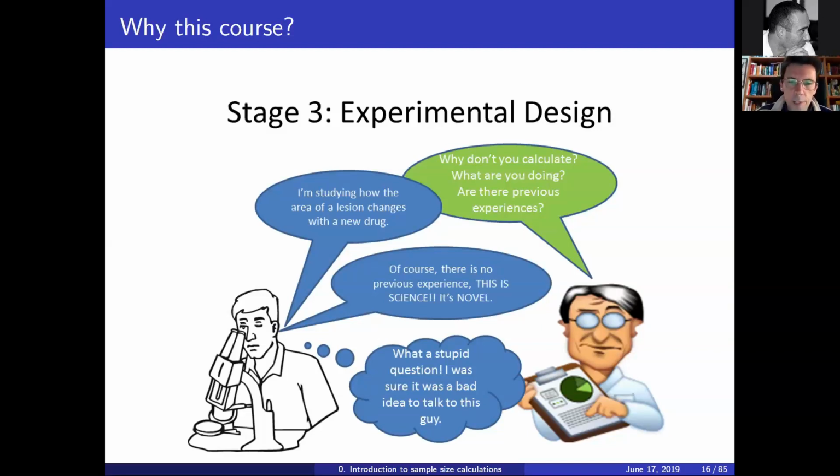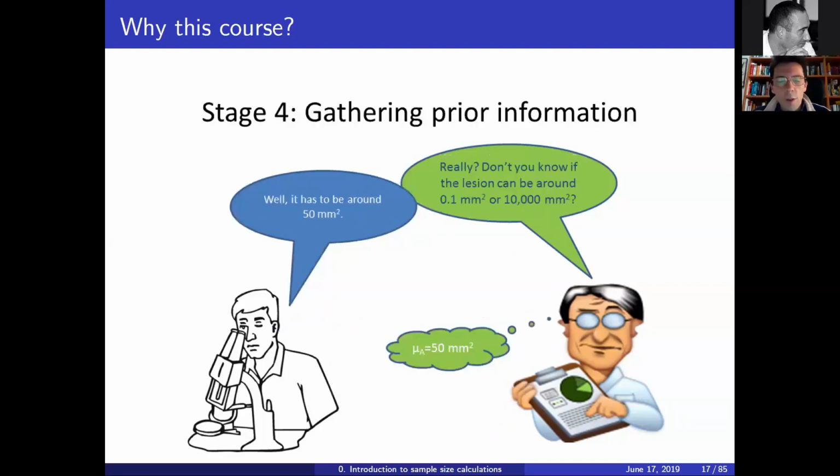It is the first time in the world that anybody is doing this kind of experiment. Okay, so really, there is no previous experience. So you don't know if the lesion has an area of 0.1 millimeters squared or 10,000 millimeters squared. So the lesion is around 50 millimeters squared. So there is already some previous knowledge.